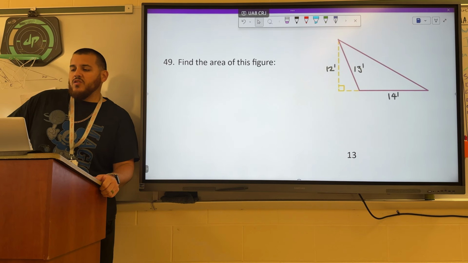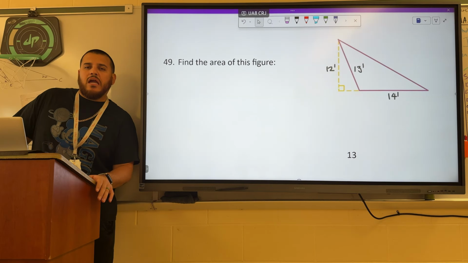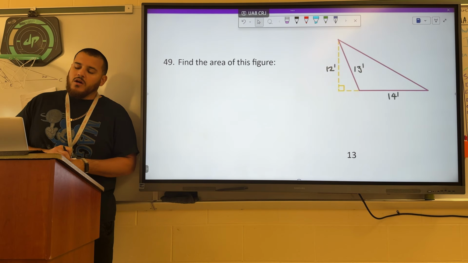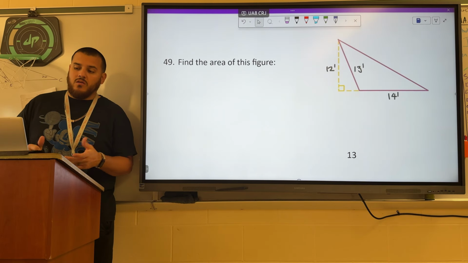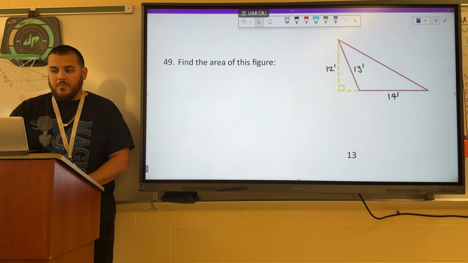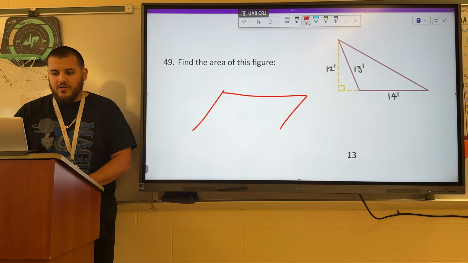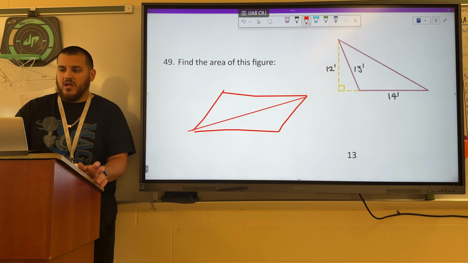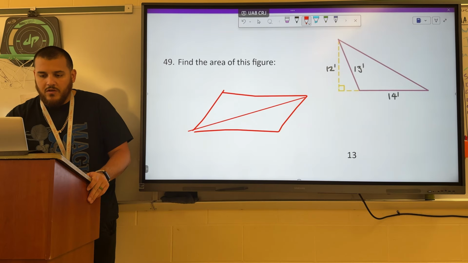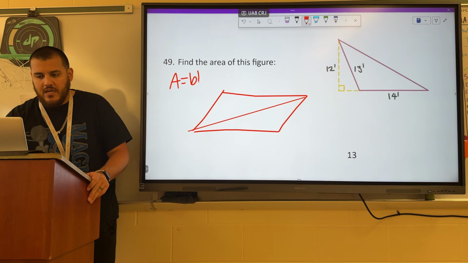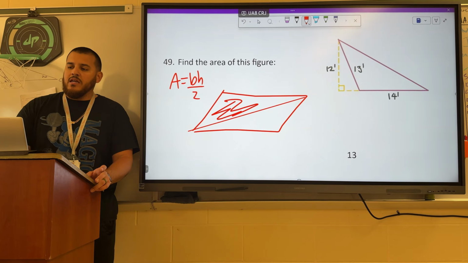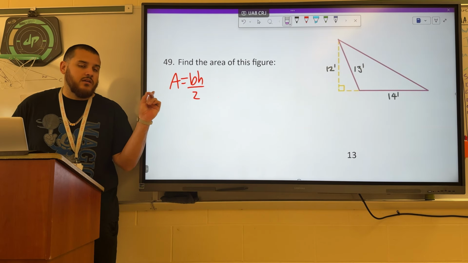Back to another area question here. In the state of Florida, the triangle is the only shape that we are not provided the area formula for on the reference sheet. It's because we're expected to know. Any given triangle is half of a parallelogram. Again, if I were to draw a parallelogram and draw a diagonal, it splits it into 2 triangles. Therefore, that formula for a parallelogram, which is base times height, we would just cut it in half to get the area of a triangle. And that is our formula for the area of a triangle.